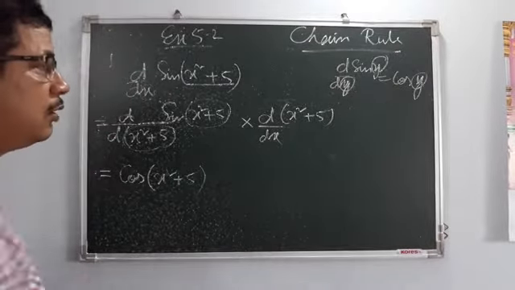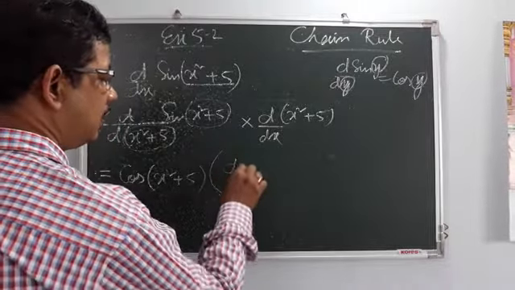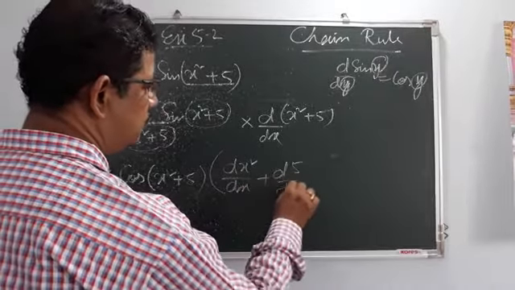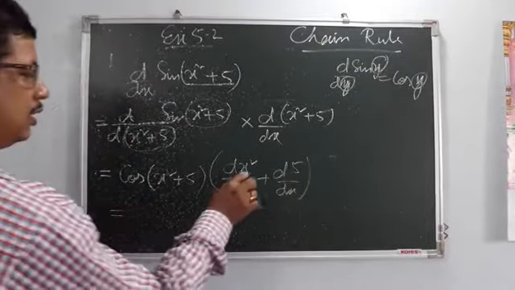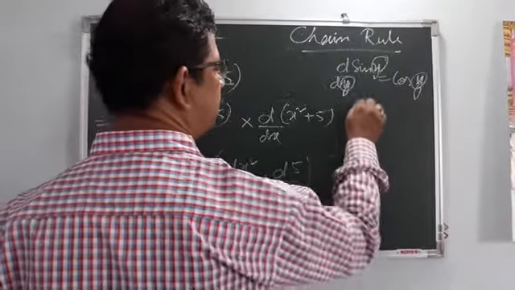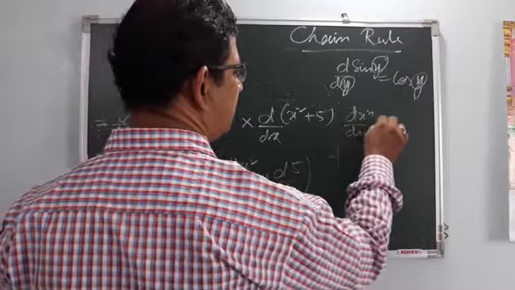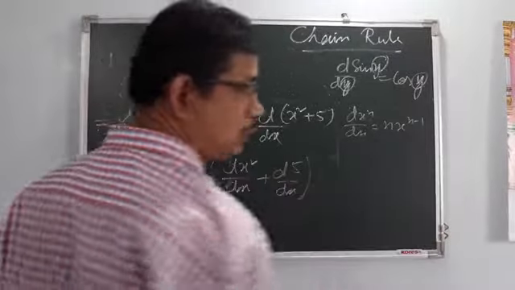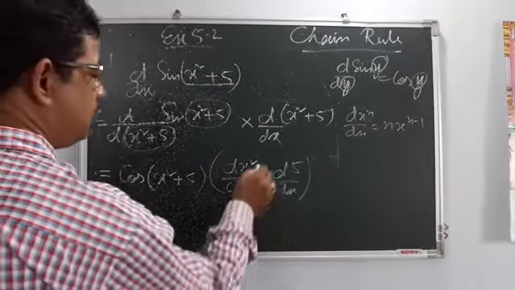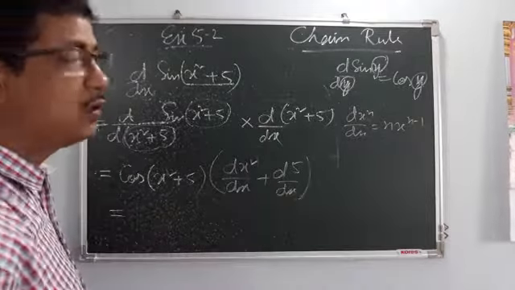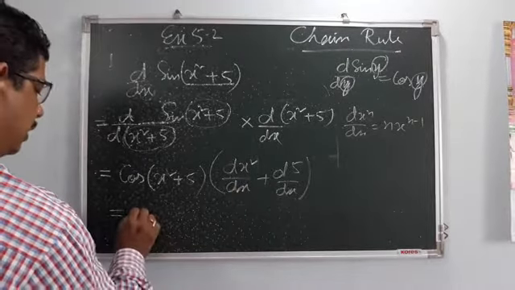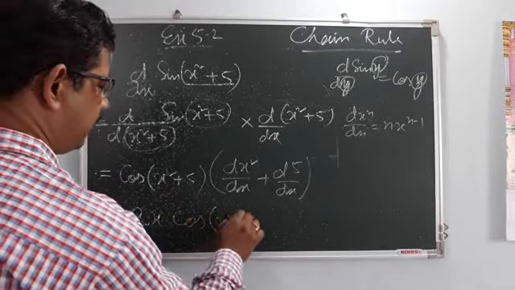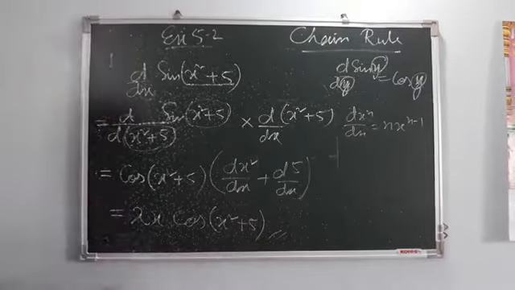So I have written, now this portion is what? Differentiation of x square with respect to x, differentiation of 5 with respect to x. d x square by dx, with the formula d x^n by dx, it is n x to the power n minus 1. So if I put 2 x to the power 2 minus 1, that is twice x. This will be twice x, and this is what? Constant differentiation is 0. So we can write here twice x, plus 0, no need to write, cos of x square plus 5. So students, you see, this is the answer of that one.